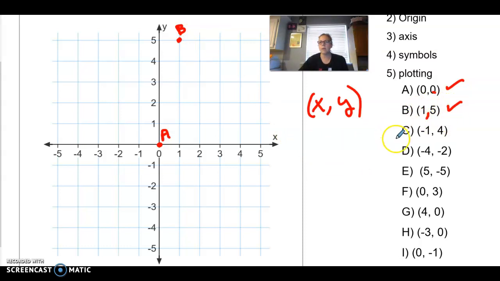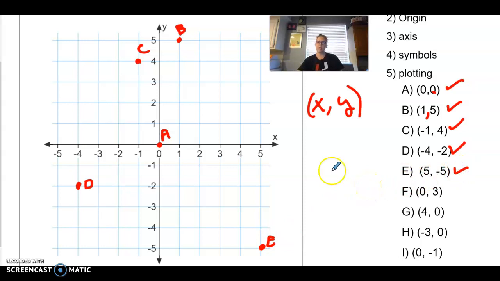Then we're going to do C. We go to elevator -1, and we go up to the 4th floor. C. Then the next one, D, we go to the -4th elevator, and then we go down 2 floors. So maybe it's a parking garage down there or something. Part of this building is underground. The next one, we walk to the 5th elevator, and then we go down 5 floors. So this is E.